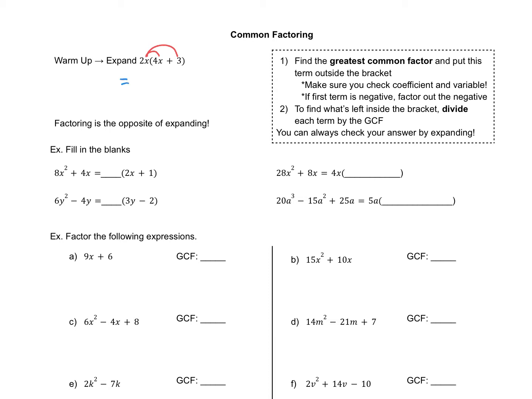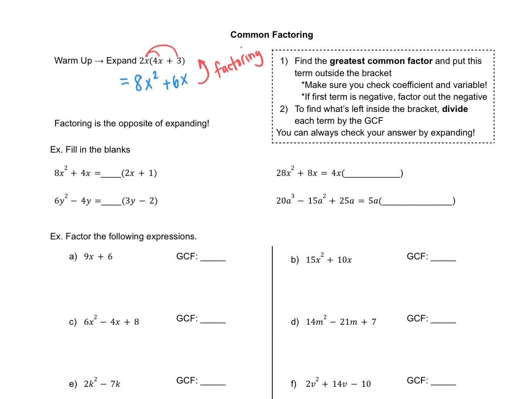So 2x times 4x means I would do 2 times 4, which is 8, and x times x, which is x squared. And then 2x times 3, 2 times 3 is 6, and then the x has no one to get multiplied by, so it just stays there. Now, what we did here is we expanded. But for common factoring, or factoring in general, we are going in the opposite direction. So now we're going to take this expanded expression and try to bring back the brackets.